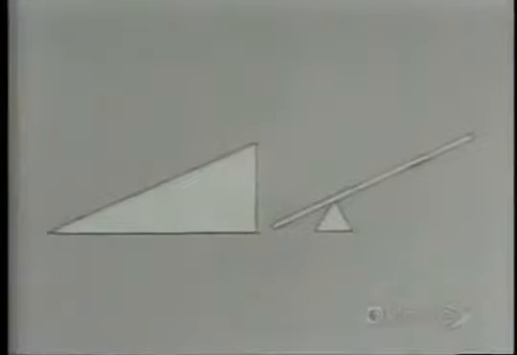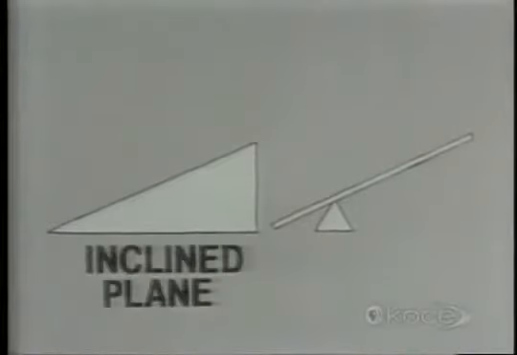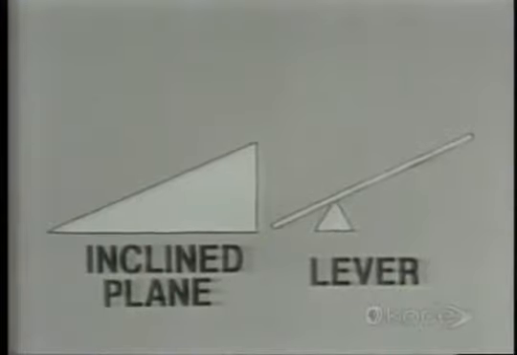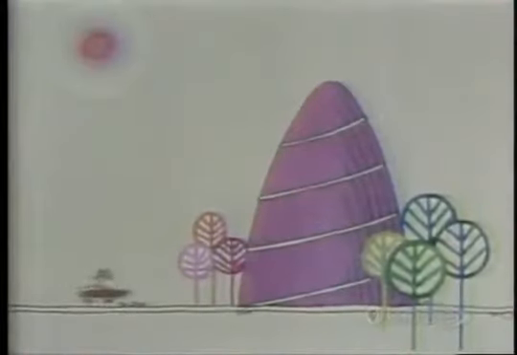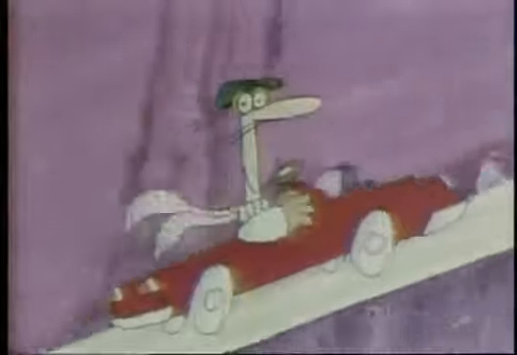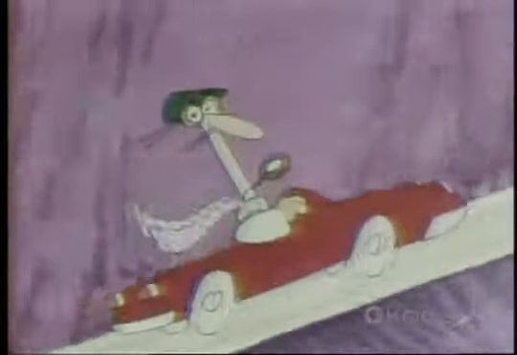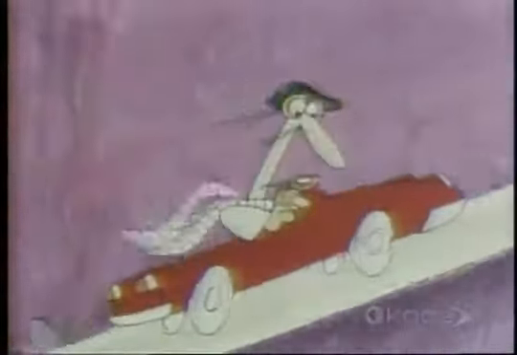How many different types of simple machine do you think there are? 2. There are only 2 basic machines, the inclined plane and the lever. These are the mother and father of every machine in the world. All the others are merely variations on the same theme. For example, there's a beautiful machine. No, not your car. The road. Yes, the road. A winding mountain road is a machine, too.